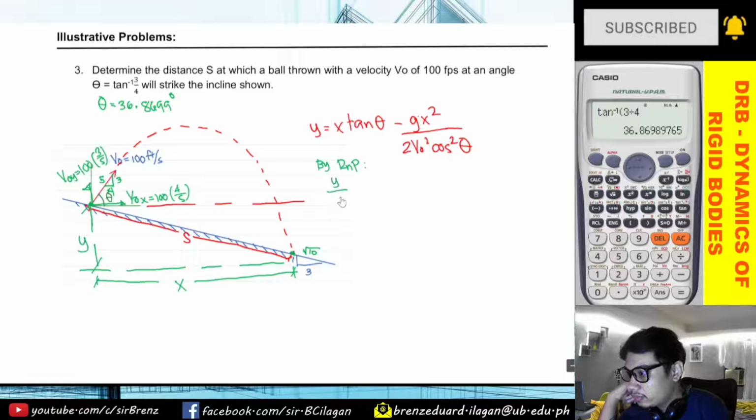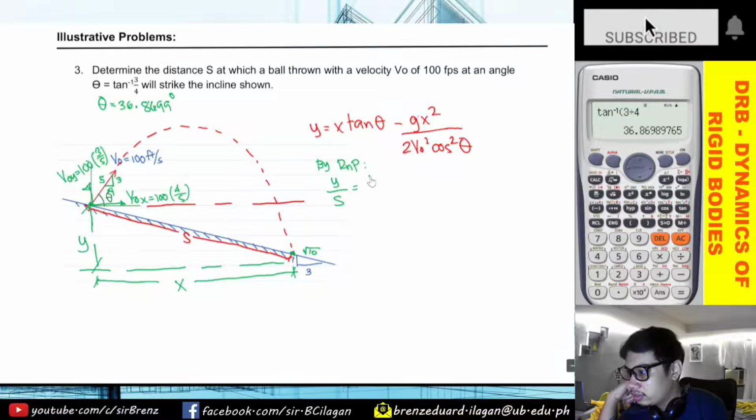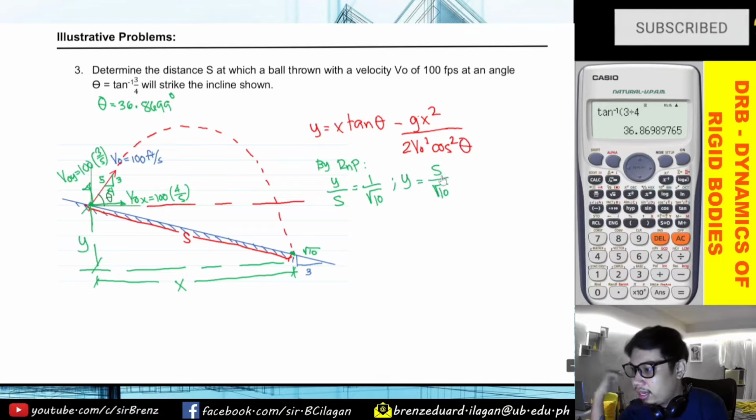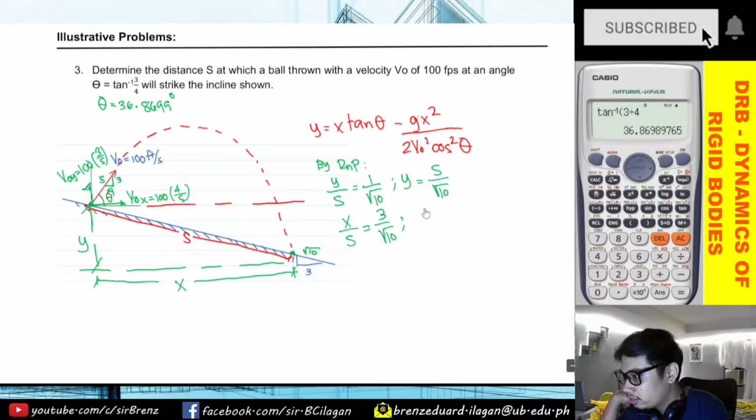y is to s is equals to 1 over square root ng 10. Therefore, yung value ng y is equals lang sa s all over square root of 10. And then, yung para sa x, so that is x all over s is equals to 3 over square root of 10. So, x can be computed as 3s all over square root ng 10.